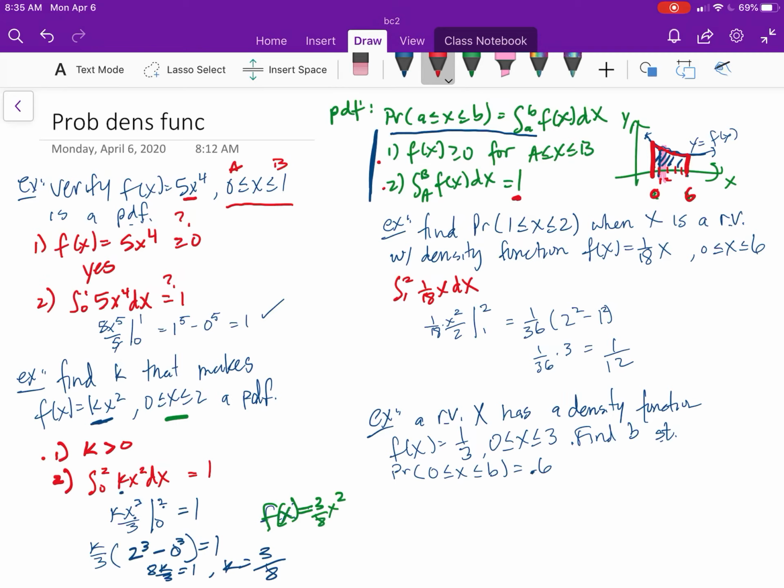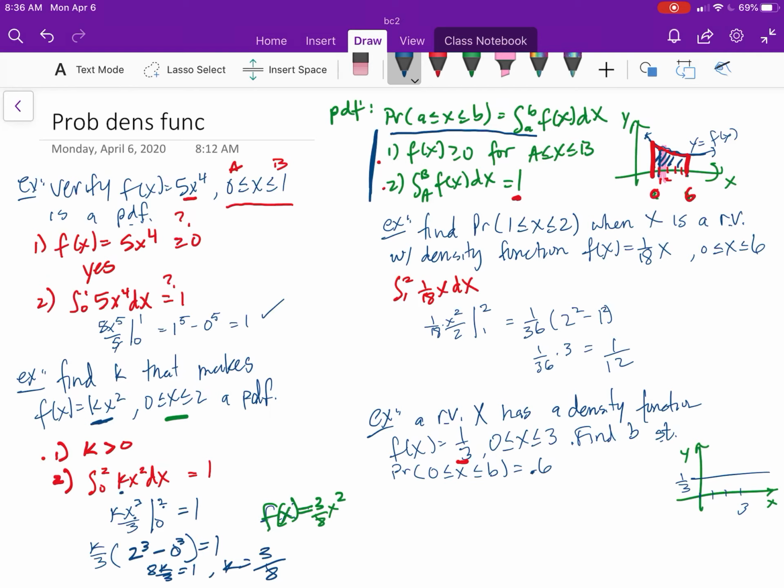Okay. Last one. So random variable x has this density function, f of x equals 1/3. One thing to point out here, notice there's no variable. So it has a density function. It's constant right here, 1/3. So there's our function from 0 to 3.